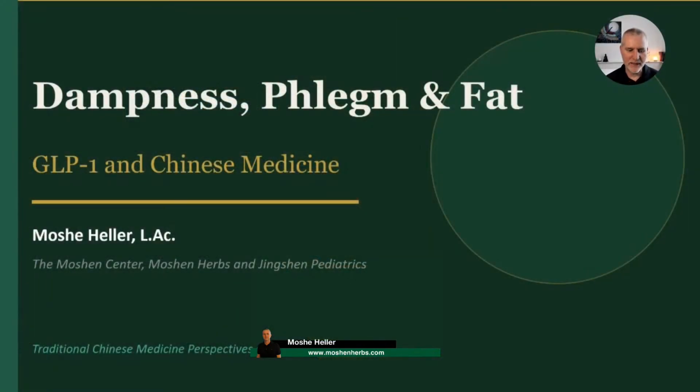So I've been practicing Chinese medicine for the last 30 years, and today I want to talk about something that's very much on everybody's mind, which is GLP-1s. GLP-1 agonists like Ozempic and Zepbound have been taking the world by storm. Patients are asking about it. Colleagues are discussing it, and it's a very big buzzword, and so everybody's talking about it.